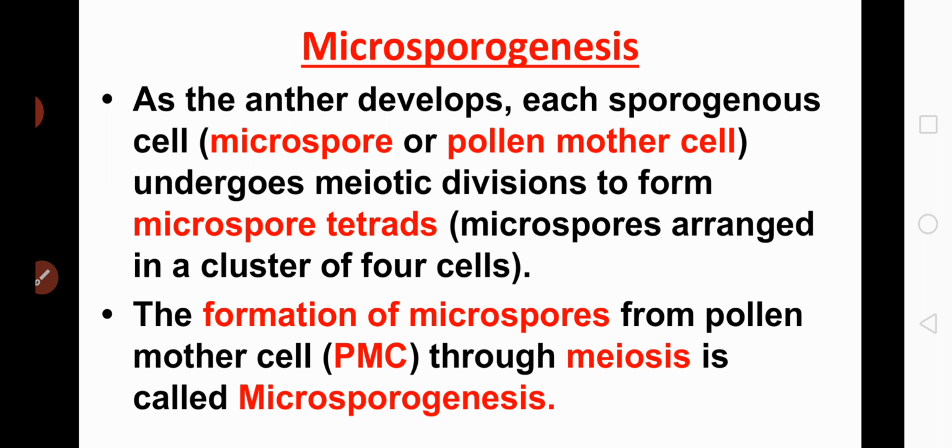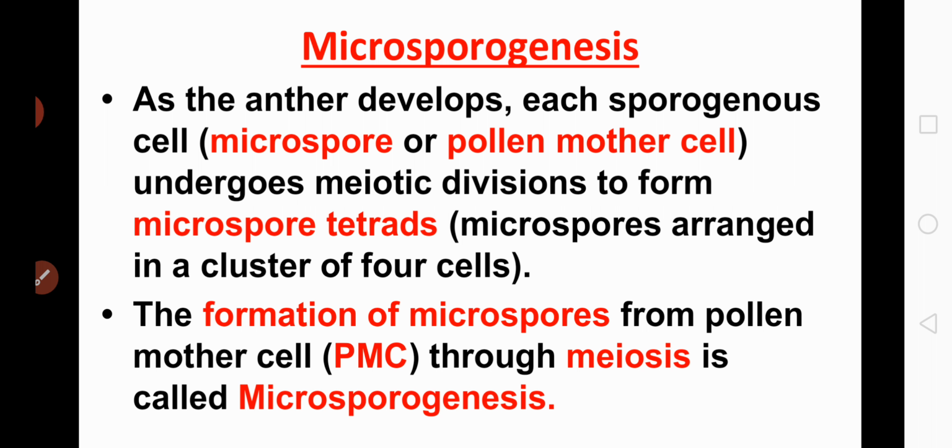Am I clear? Once again I'll repeat. See, next to the tapetum, sporogenous tissue is present, correct? This sporogenous tissue is composed of a mass of cells, and each of these cells is called the sporogenous cell, or spore mother cell or microspore mother cell. Now what happens as the anther develops? This sporogenous cell, which is diploid in nature, right? It undergoes meiosis to form 4 microspores.